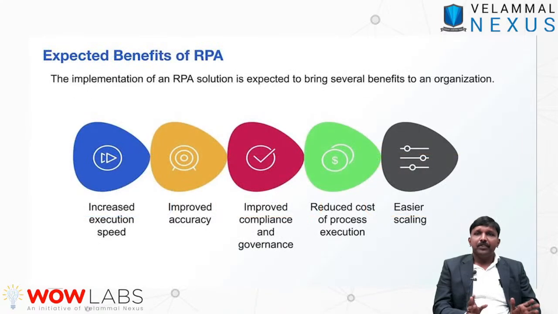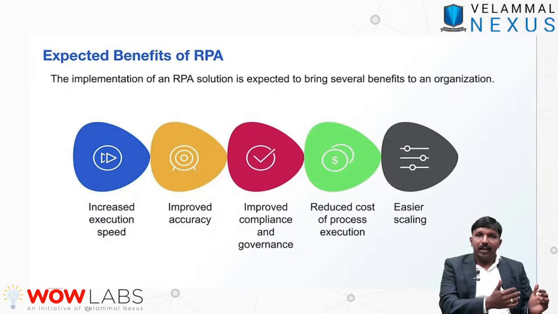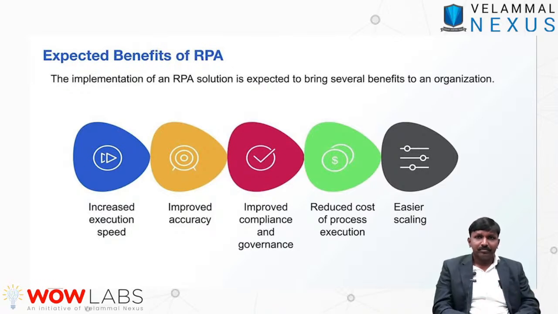Now the benefits of RPA. So what benefits are expected out of RPA? It increases the execution speed, right? Because it's automated, because it is done by a robot which was trained in such a way that it has to be done. So everything is automated. The software robot will do the execution in a faster manner than the work done by human beings.